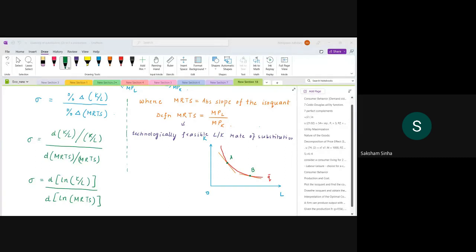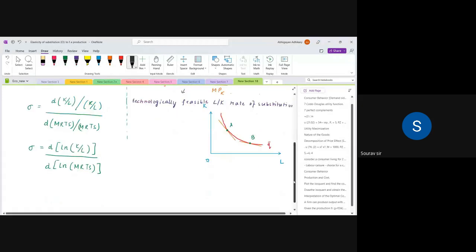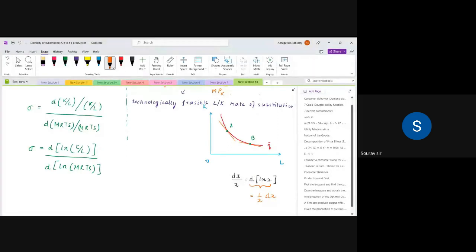Sir, how did we get the log? In general, if I have an expression like dx by x, it is nothing but d of log x. Because if you use the chain rule, the derivative of log x is 1 by x into the derivative of x, which is dx. So if you have a form like derivative divided by the variable, it is d of log x. Okay, sir, thank you.